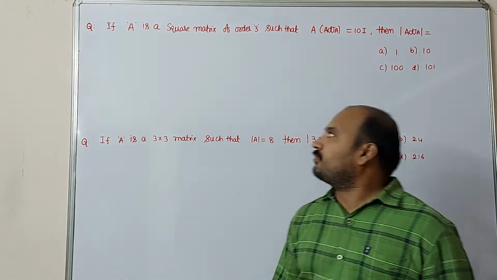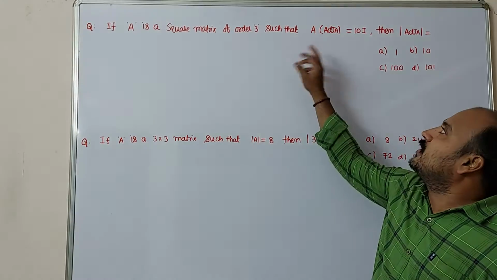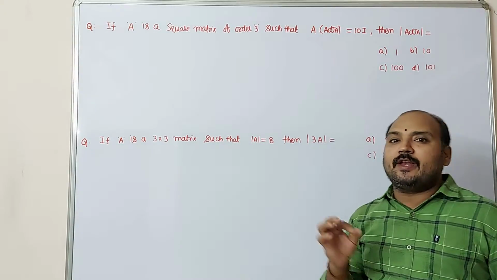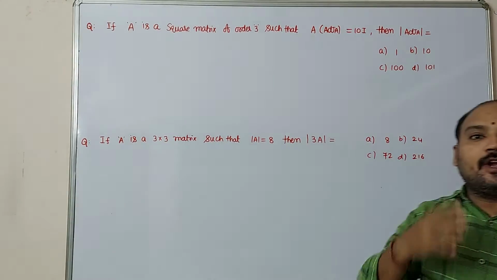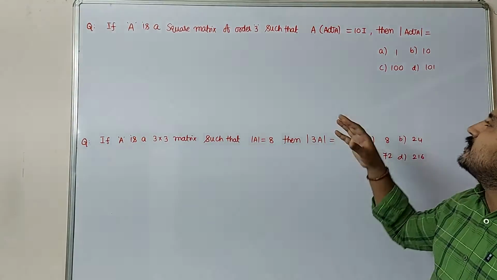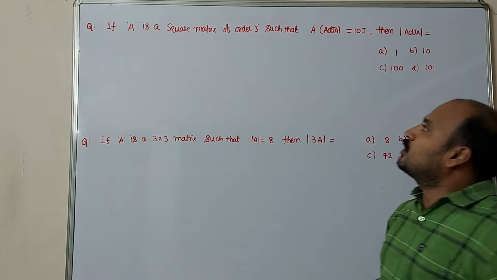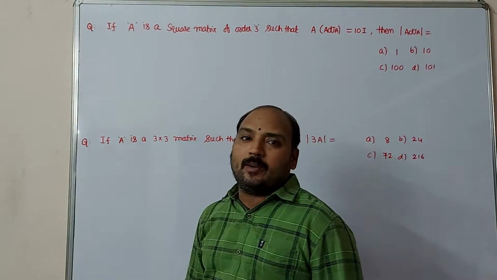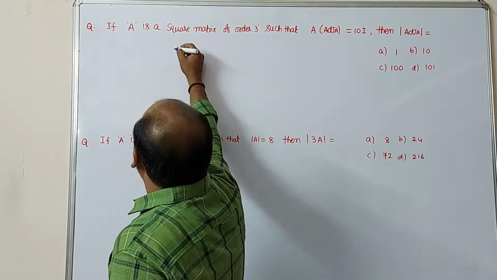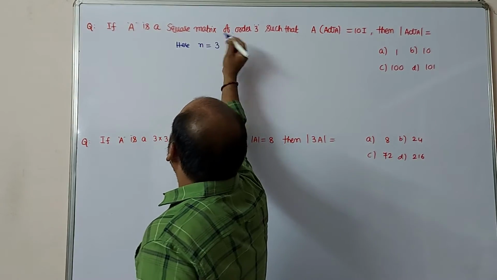Next question. If A is a square matrix of order 3 such that A into adjoint A equals 10I, then the determinant of adjoint A equals to. So these are the options: 1, 10, 100 and 101. A is a square matrix of order 3, so order means n. Here n is equal to 3.